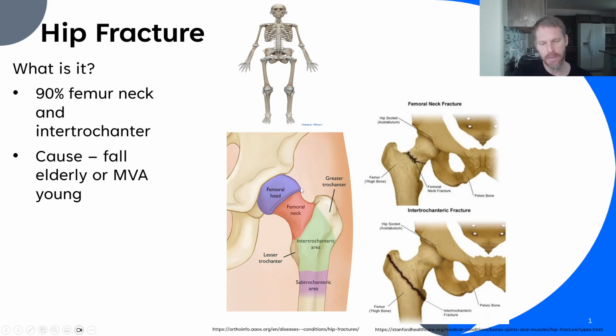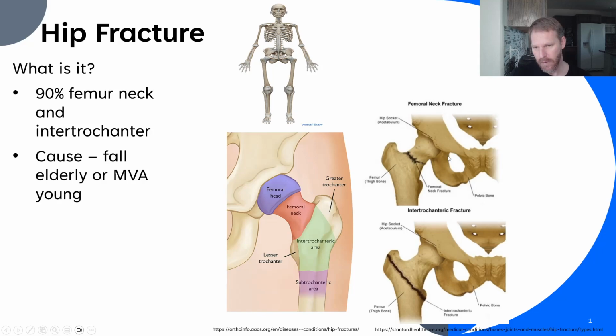So the upper femur is broken up into four parts. We have the femur head, which moves in that ball and socket area, the neck, the trochanter area, so we have the greater and lesser trochanter, which are essentially bone points for muscle connection to move the leg, and then the subtrochanter area. The two main areas that are fractured are the femoral neck and the intertrochanter area. That's what we call a hip fracture.